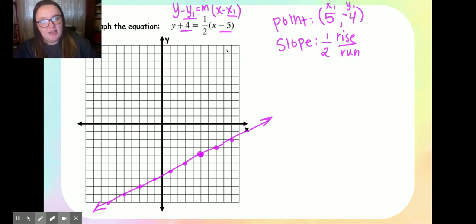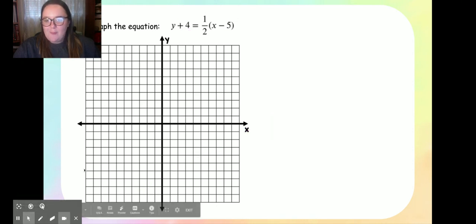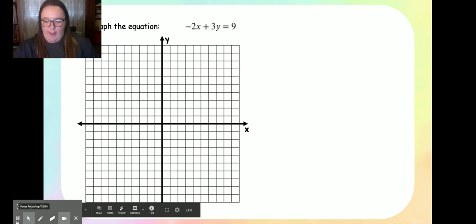Okay, slope intercept, point slope, they're pretty similar, right? You take the pieces out, you use them to graph. Now let's do that standard form one, right? That's the fun one, okay? So I'm gonna erase this and move us right on into our first graphing from standard form, okay?